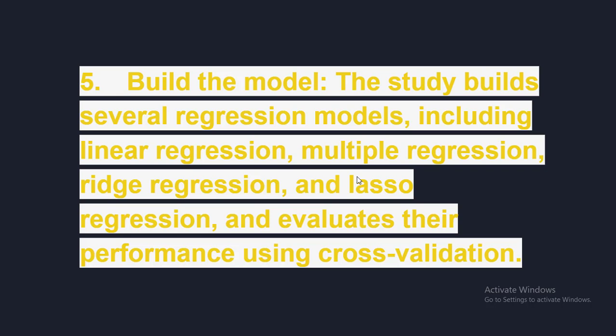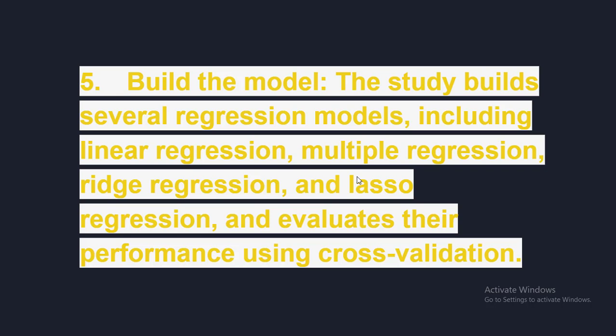Ridge regression and lasso regression are variations of linear regression that add a penalty term to the objective function in order to reduce overfitting. To evaluate the performance of these models, we use cross-validation. Cross-validation is a technique for assessing how well a model generalizes to new data. It involves splitting the data set into a training set and a validation set, and then fitting the model to the training set and evaluating its performance on the validation set.